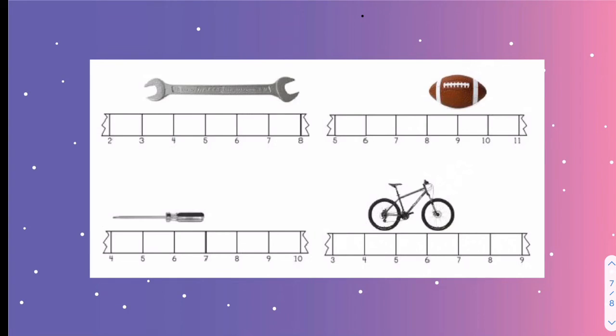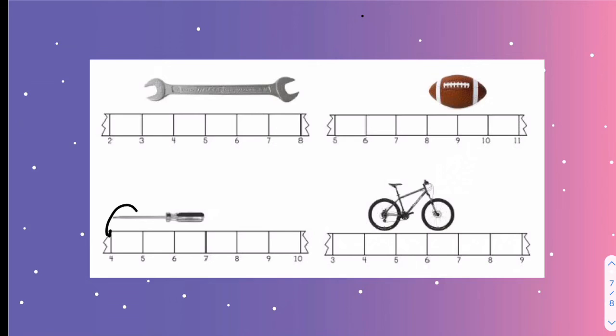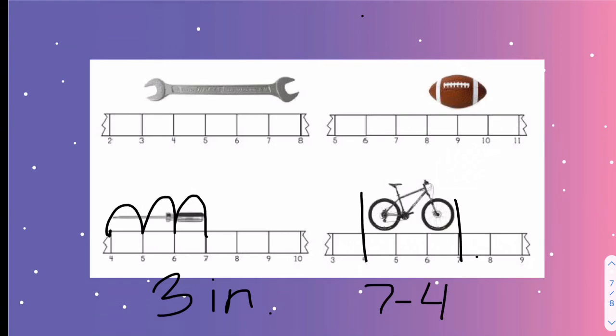So let's do our hops. Let's say this is 0, because this is where it starts, and I'm going to go 1, 2, 1, 2, 3. So your answer is 3 inches. And my bicycle, I'm going to use my operation, 7 minus 4, to get 3 inches as well.